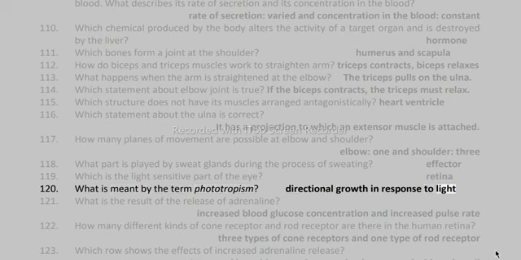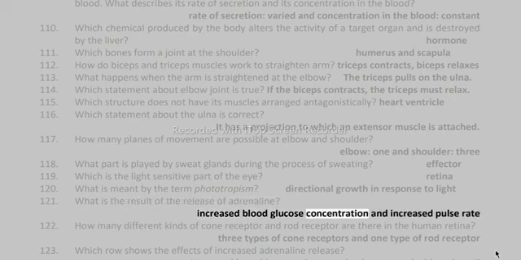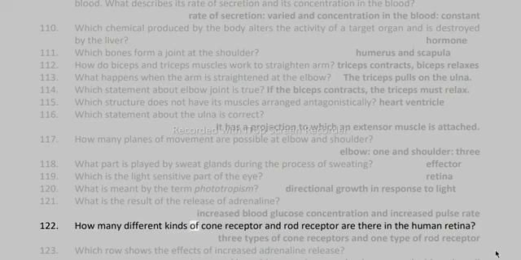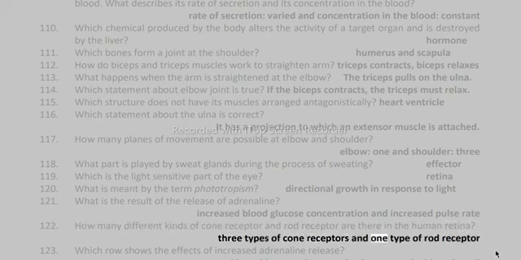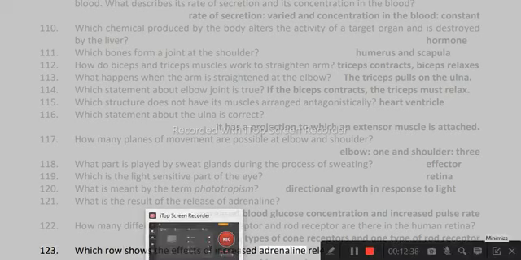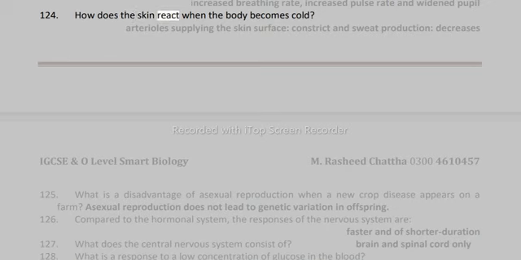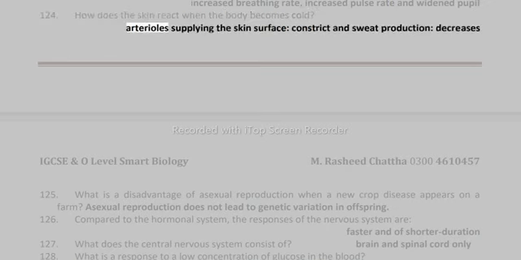120. What is meant by the term phototropism? Directional growth in response to light. 121. What is the result of the release of adrenaline? Increased blood glucose concentration and increased pulse rate. 122. How many different kinds of cone receptor and rod receptor are there in the human retina? 3 types of cone receptors and 1 type of rod receptor. 123. Which row shows the effects of increased adrenaline release? Increased breathing rate, increased pulse rate, and widened pupil. 124. How does the skin react when the body becomes cold? Arterioles supplying the skin surface constrict and sweat production decreases.